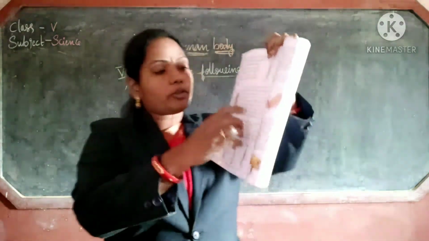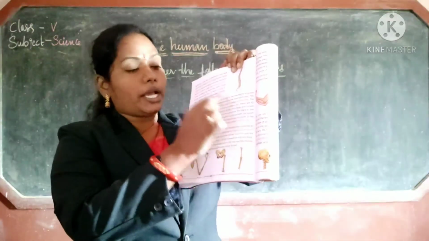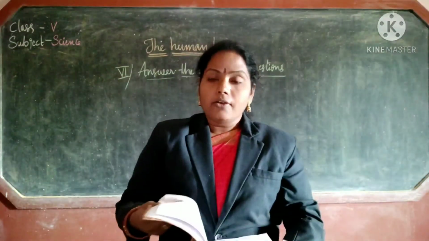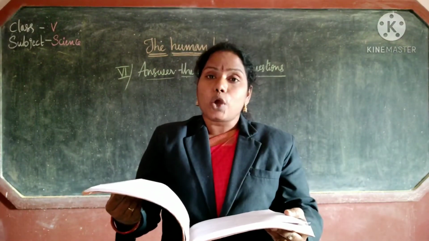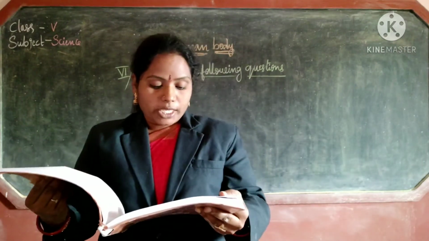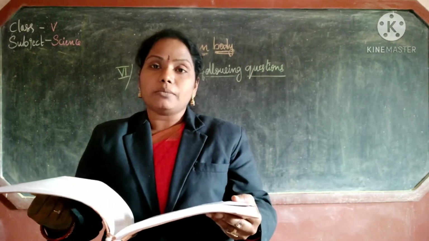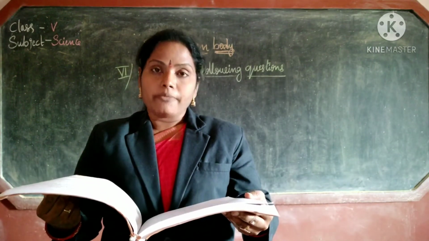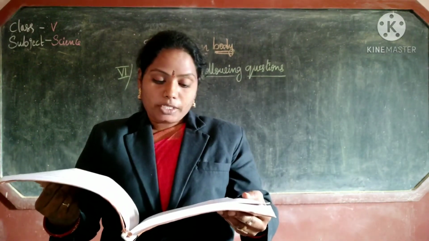So where to where you have to write third answer? Here to here, floating ribs. Next one is fourth question. What is a joint? What are the different types of joints in our body? Give examples.